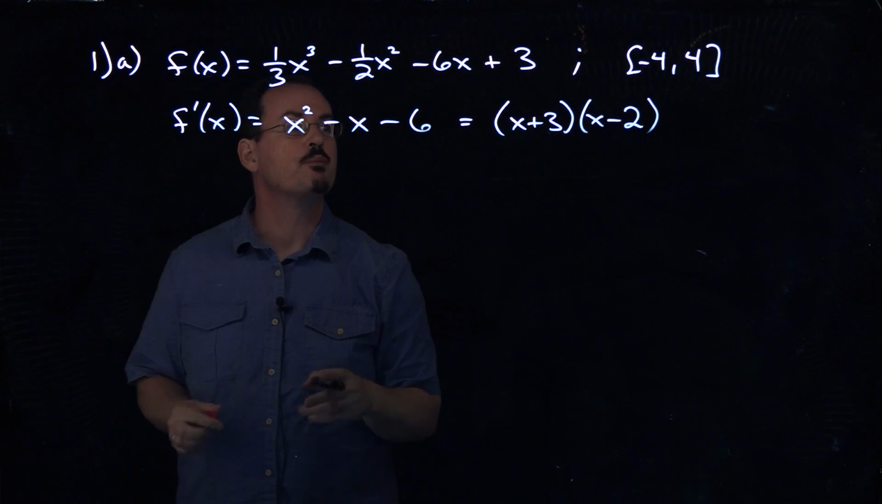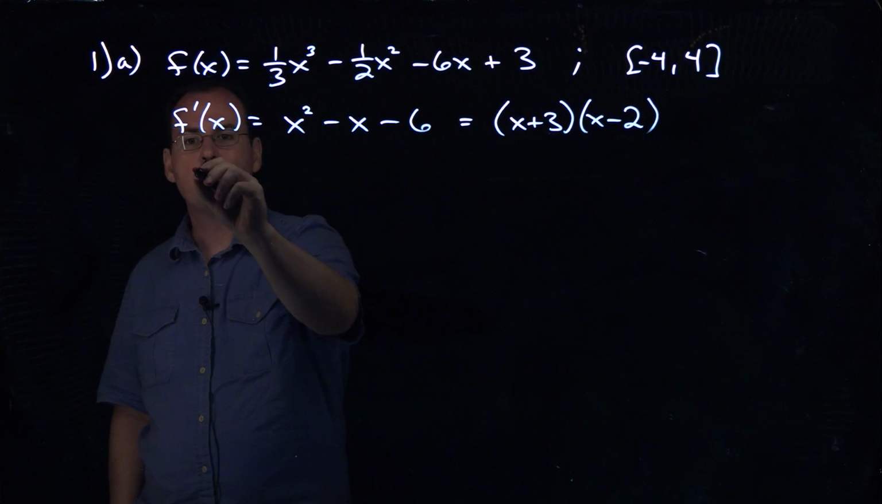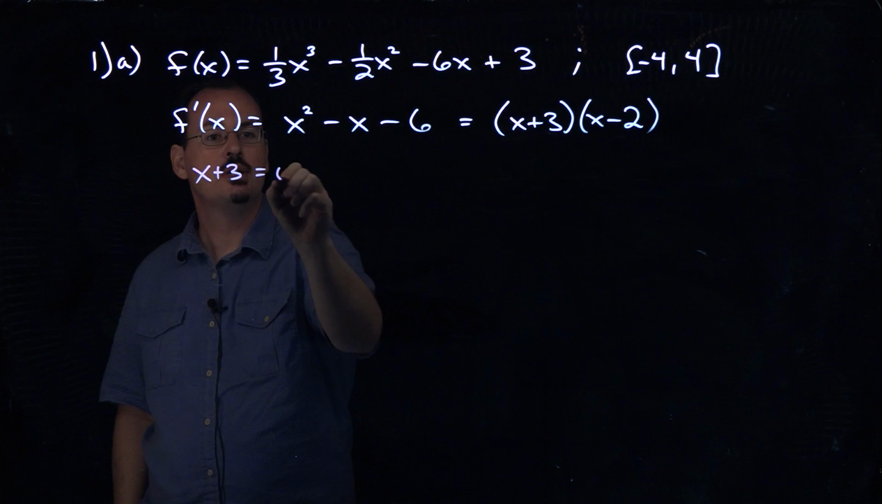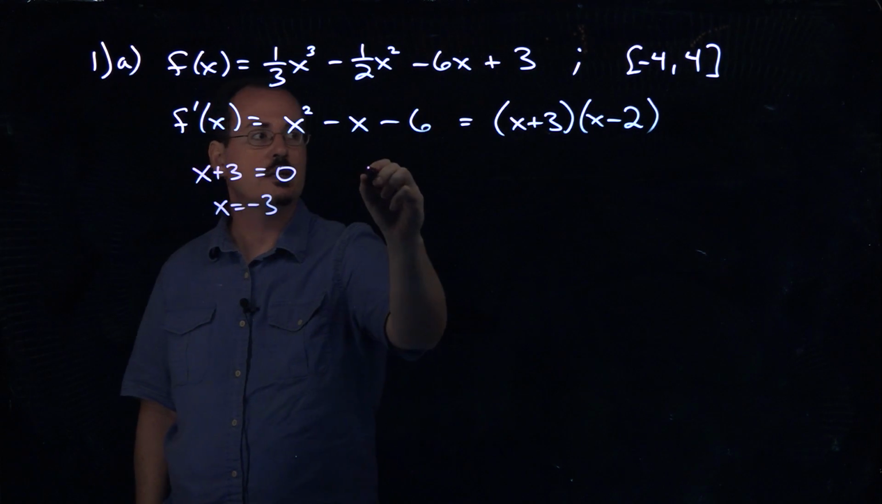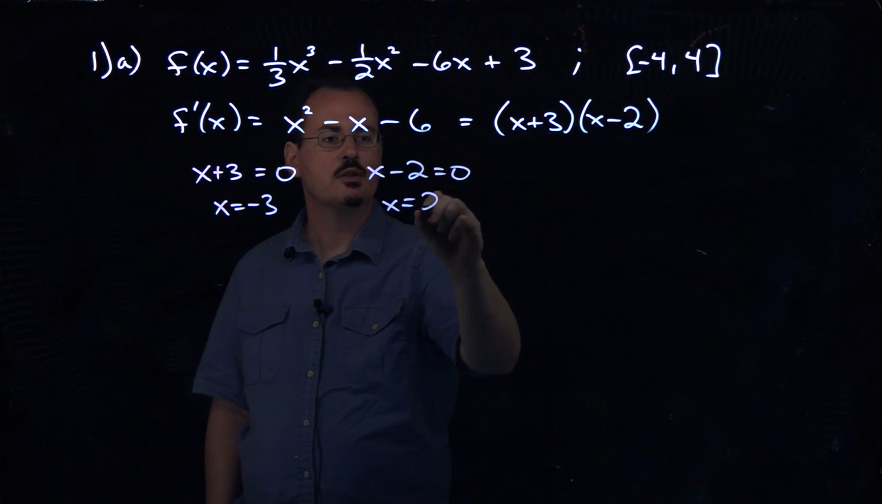Okay, so remember, to find absolute extrema, we want to first locate the critical numbers. We'll do that by setting the factors of the derivative equal to 0. So we'll get x equals -3, and then x equals 2. So those are our two critical numbers.